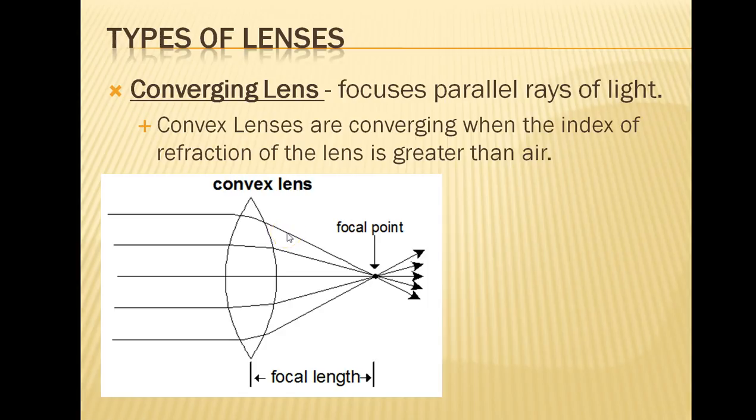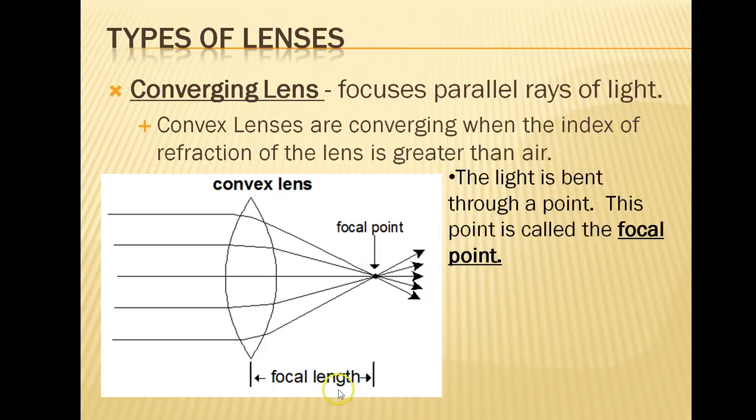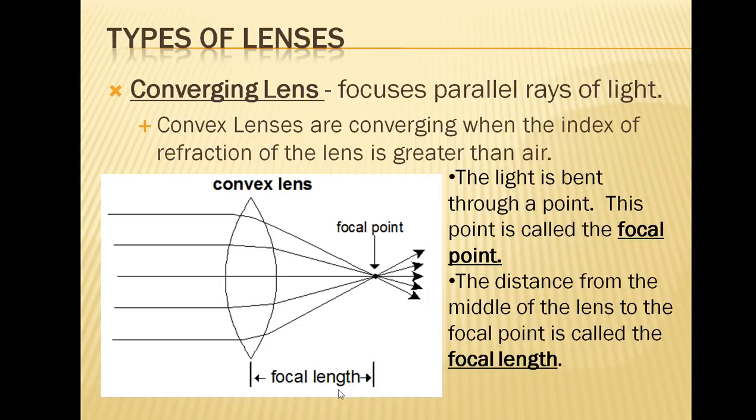So following those rules, if you have parallel rays of light, they would focus at a focal point shown here on the other side. The distance from the center of the lens to that focal point is called the focal length. So there's those terms. For a convex lens, that distance of the focal length is considered positive.